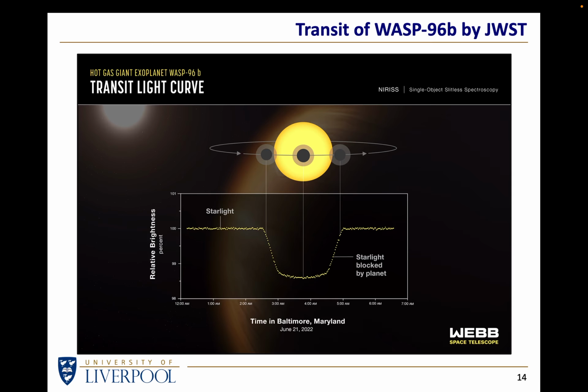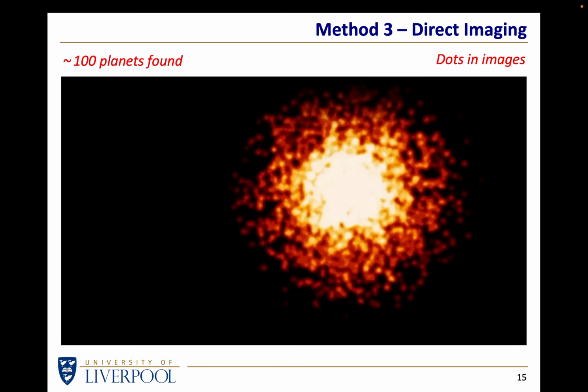This is a real set of data taken from the James Webb Space Telescope. You probably can't read the scale, but here the starlight is defined as 100%, and then it drops to about 98.5%. So in this particular case, the planet has only blocked about 1.5% of the starlight, but with enough data points, we can get a very clear dip, which tells us about the size of the planet and something about the nature of the planet, which I'll come back to shortly.